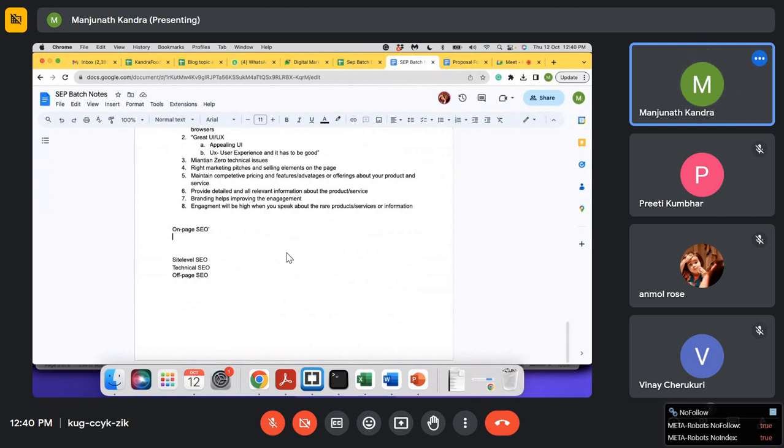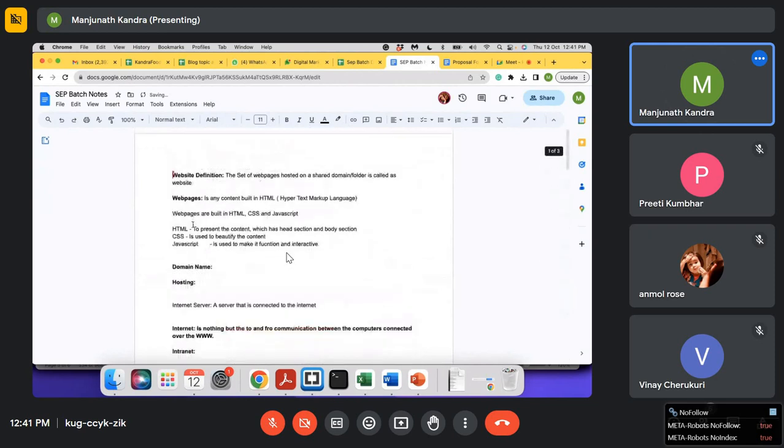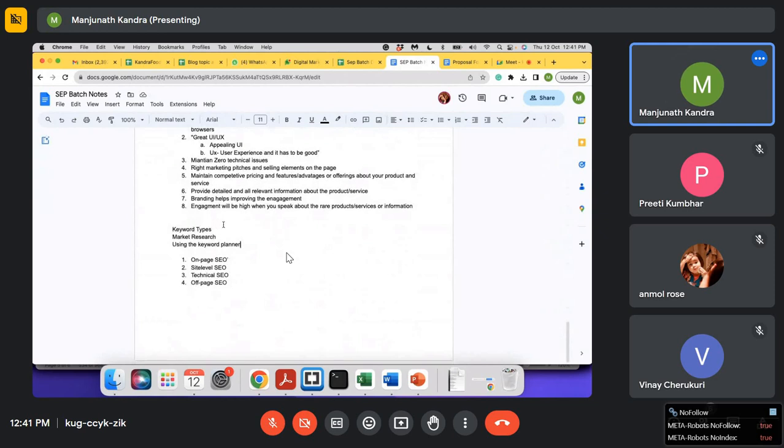What all comes into on-page? Okay, maybe even before this, you have to learn a few more things. Only on understanding these things will you be able to implement all this effectively. Even before this, you may have to understand a few more things, such as keyword types, market research, or using the keyword planner. Did we discuss the keyword types? No, we haven't discussed the keyword match types, correct? Yeah, keywords and keyword match types.